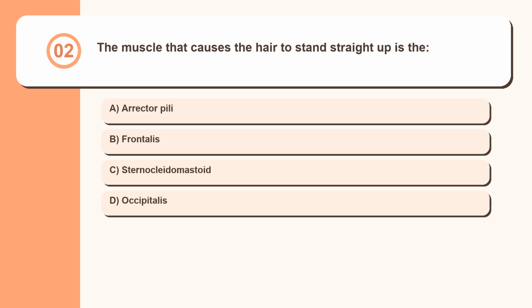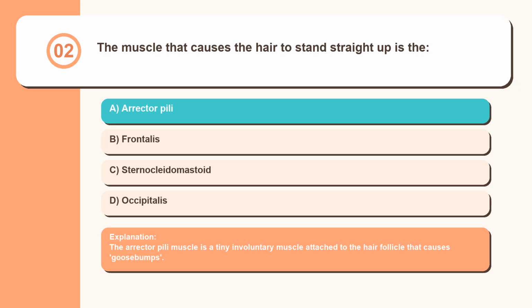Question 2. The muscle that causes the hair to stand straight up is the erector pili, frontalis, sternocleidomastoid, occipitalis. The erector pili muscle is a tiny involuntary muscle attached to the hair follicle that causes goosebumps.